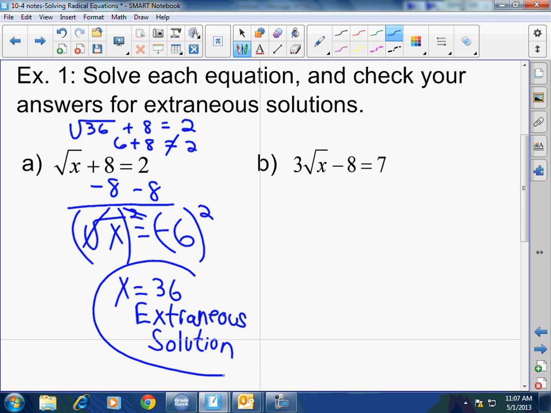So that is my answer. It's an extraneous solution. So that means it doesn't work.